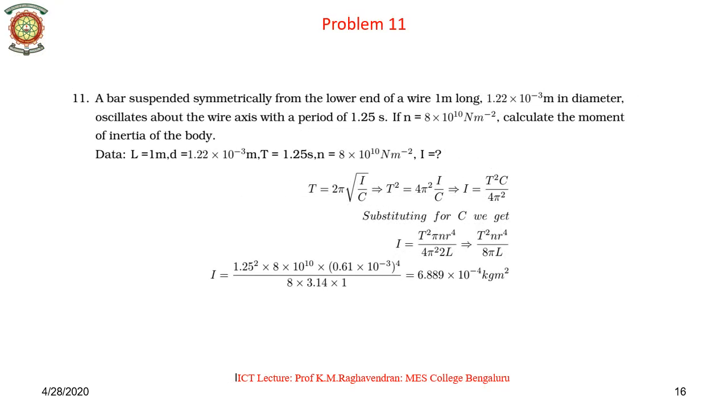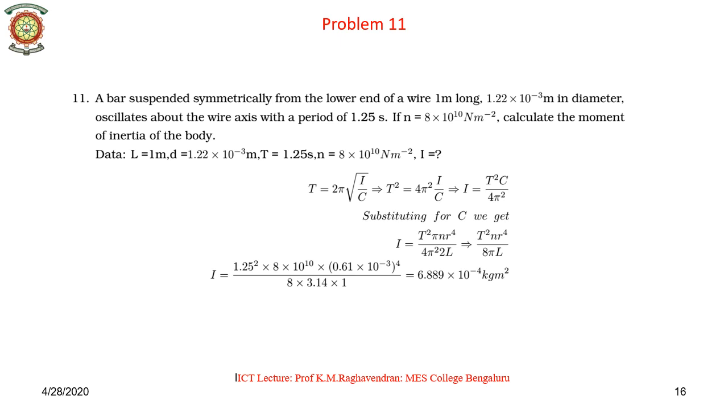The last problem in this video is about calculating the moment of inertia of a system from torsional oscillation. A bar is suspended symmetrically from the lower end of a wire which is 1 meter long and 1.22 into 10 power minus 3 meter in diameter. The bar oscillates about the wire axis with a period of 1.25 seconds. If the rigidity modulus is 8 into 10 power 10 Newton per meter squared, we are asked to calculate the moment of inertia of the body.